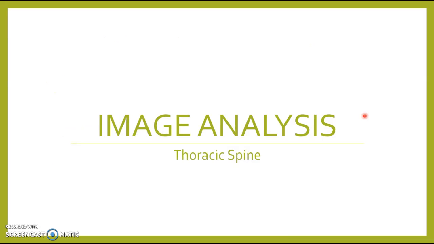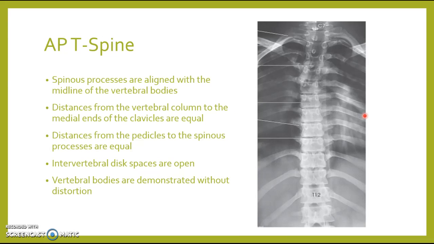For image analysis of the thoracic spine, for the AP thoracic spine, the spinous processes are aligned with the midline of the vertebral bodies. The distances from the vertebral column to the medial ends of the clavicles are equal. The distances from the pedicles to the spinous processes are equal. The intervertebral disc spaces are open. The vertebral bodies are demonstrated without distortion.